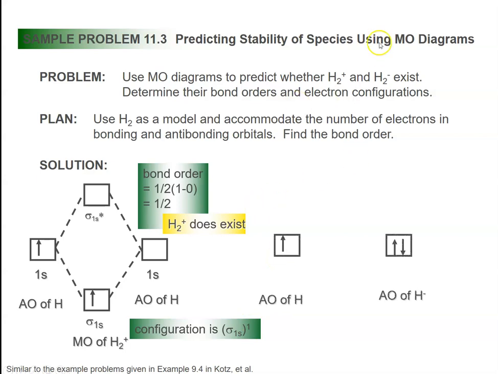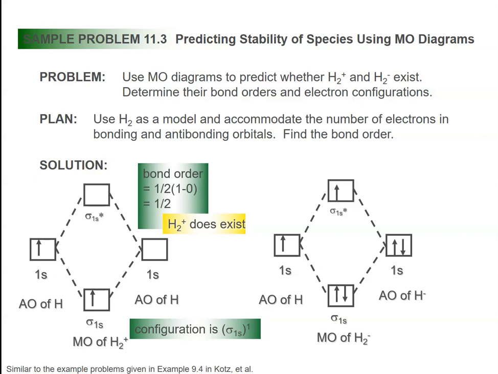What about the second part of the problem, H2 minus? Well, here one hydrogen has 1 electron, another hydrogen has 1 electron, but we have an extra electron because it's H2 minus. If we do the same thing where we take these 1s atomic orbitals and mix them to form the sigma 1s and the sigma star 1s orbitals, then we've got 3 electrons. So we put 1 here, 1 here, and 1 here.